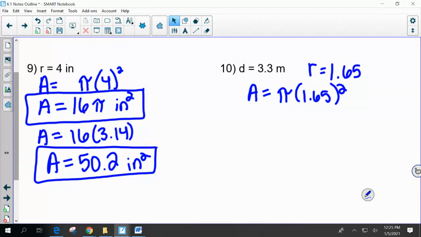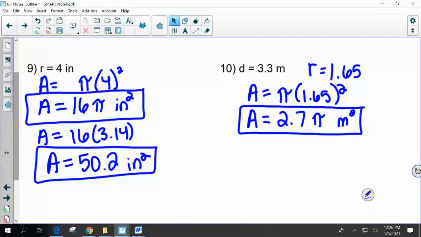Now this isn't going to be a nice round number. You don't have to write everything down, but I wouldn't clear out your calculator. So take 1.65 squared, and I end up getting 2.7225. So you could write down 2.7 pi meters squared as your answer, but don't hit clear on your calculator, because then you're going to take that times 3.14. So it's really going to be 2.7225 times 3.14.